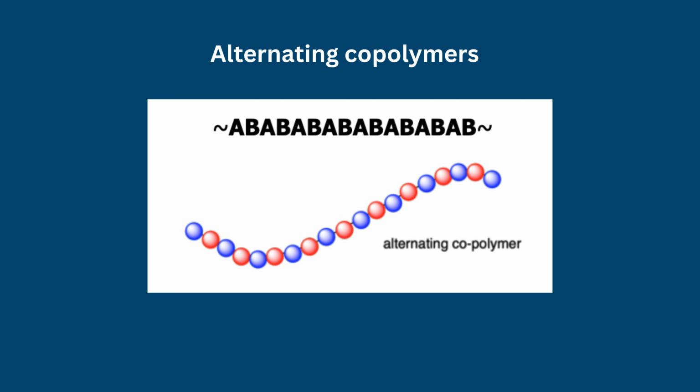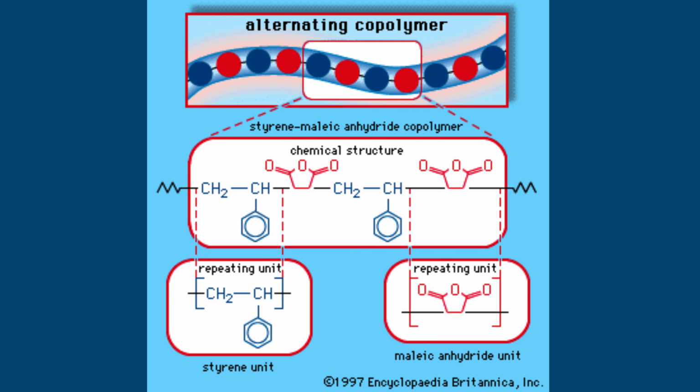Alternating copolymers possess an almost perfectly repeating ABAB sequence. Such structures arise when each propagating radical strongly prefers adding the opposite monomer. The copolymerization of styrene and maleic anhydride represents the classic example, where donor-acceptor electronic interactions strongly favor alternating addition.